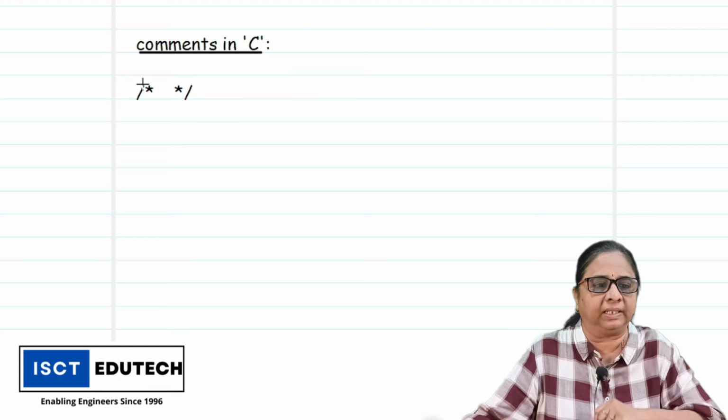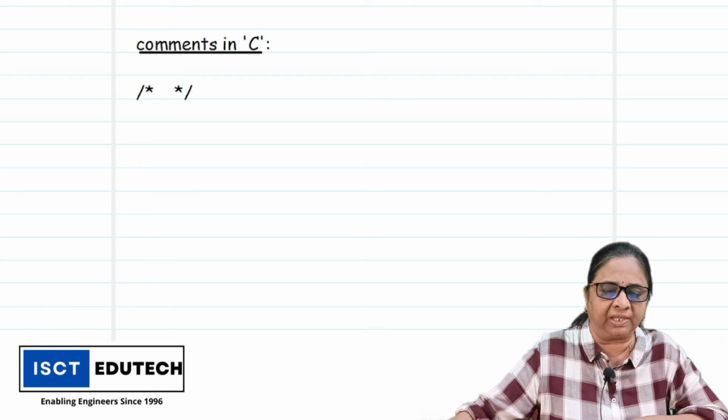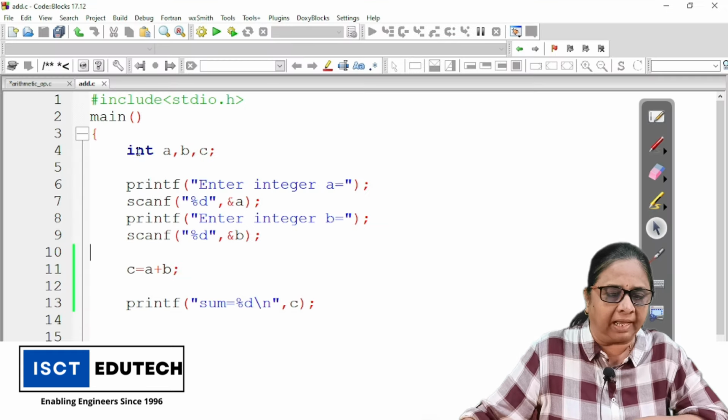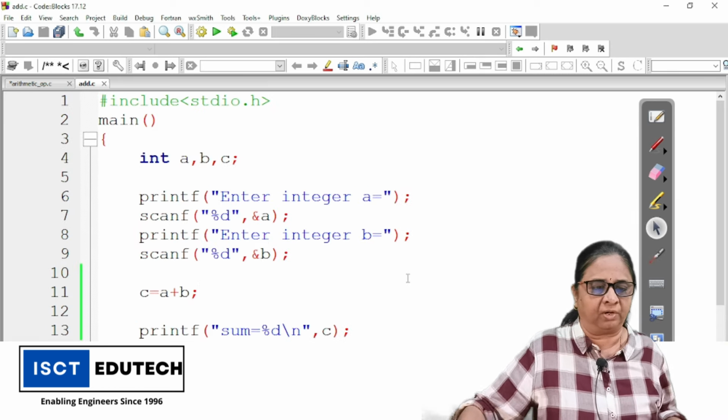Now, comments in C is given within slash star and star slash. The slash is forward slash. Let me take an example. I have the code for finding the sum of two numbers. It's a very simple code. I have declared three variables. I have taken two inputs. I have done the addition and there is a print option.